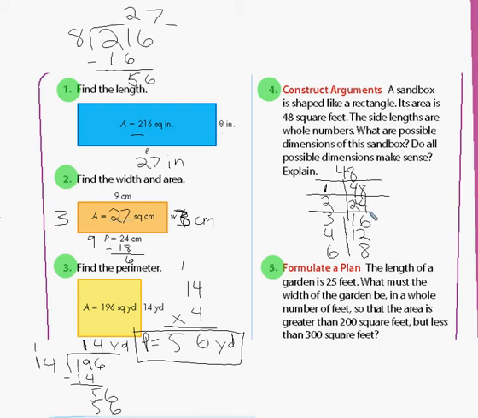Probably a sandbox that we would use would be a 6 by 8. That's a little bit more of a square shape, and it seems like it would make more sense for a sandbox.